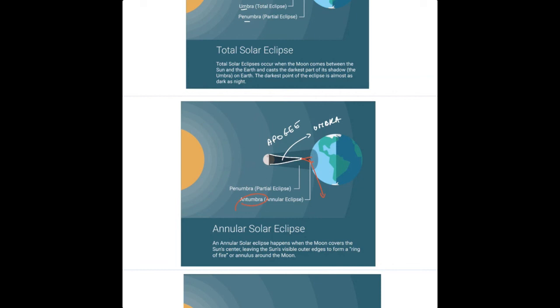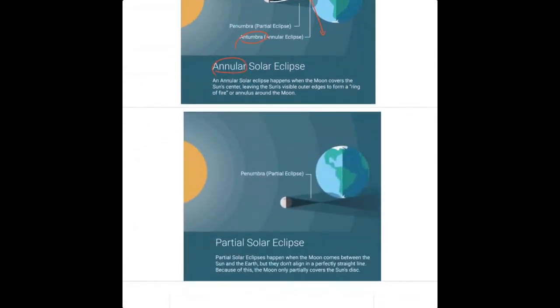People standing in the antumbra don't see a total solar eclipse, but what do they see? They see an annular solar eclipse. So they see both the light bulb and the basketball. They see both the Sun and the Moon. Okay, voilà.